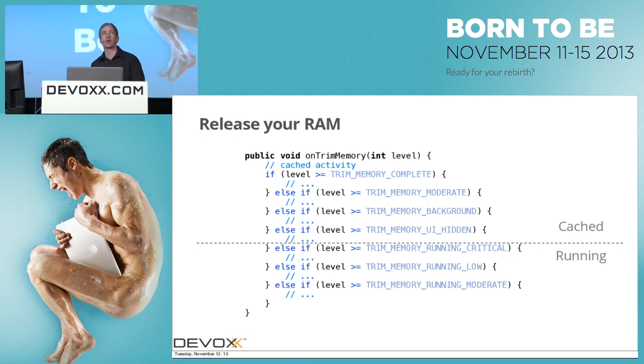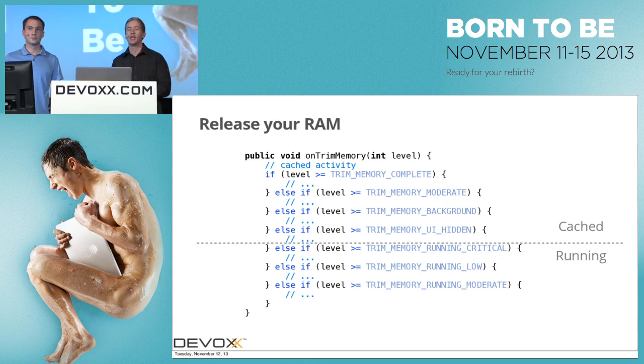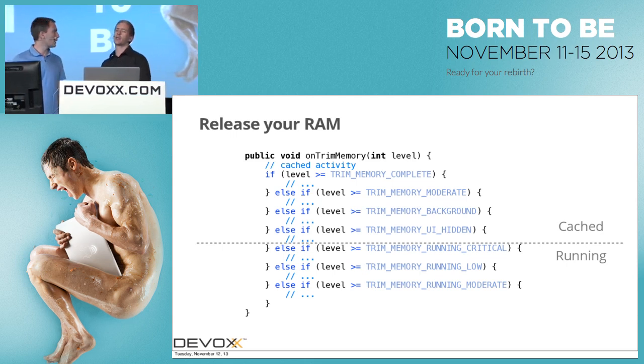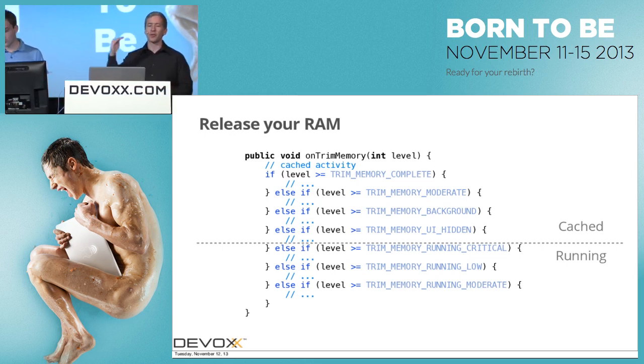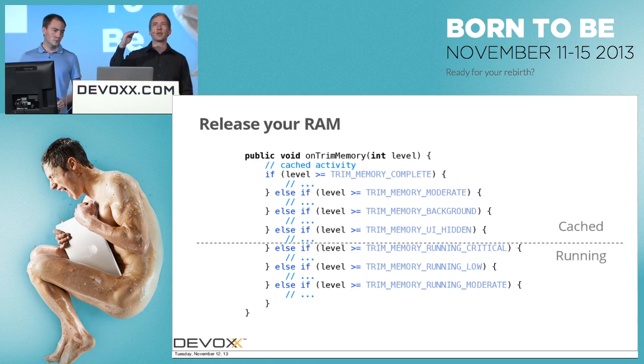Release your memory when we're running low. So there are some advisories that we send out on this onTrimMemory call. This is in activity, as well as some other classes. Service, right. And fragments. So there's different levels of the system saying, hey, something's going on, please clean up.